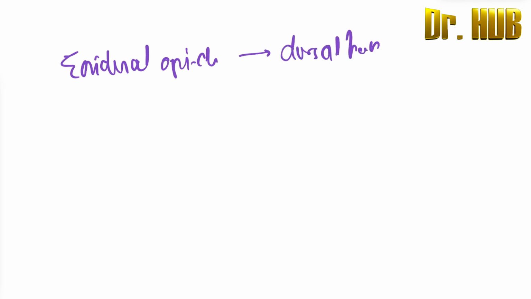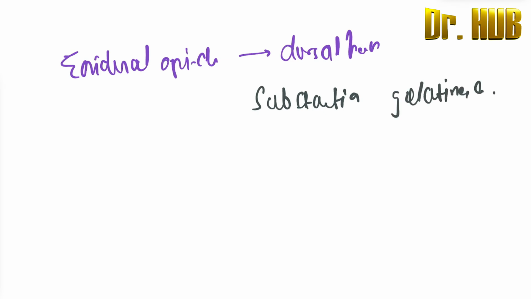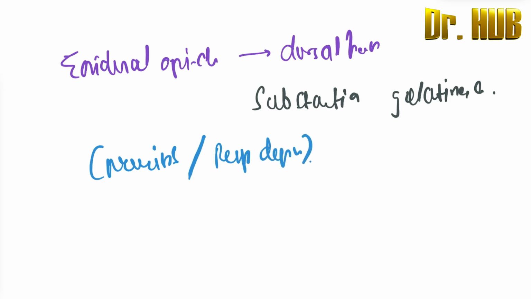Next are the epidural opioids. The epidural opioids act on the dorsal horn of the substantia gelatinosa, and they may cause pruritus as well as respiratory depression. So pruritus and respiratory depression are seen.